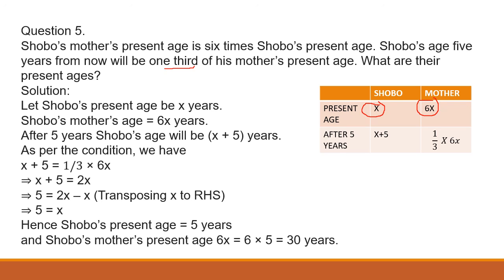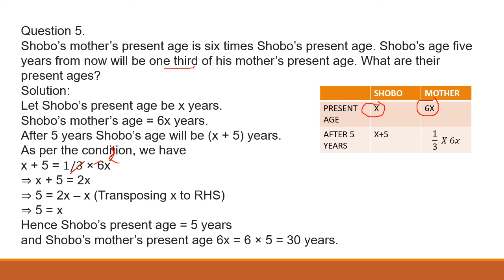3 ones are 3, 3 twos are 6. Then children, write down the x plus 5 as it is, which is equal to 2 ones are 2 into x, 2x itself. x plus 5 equals 2x is the simplified form of the linear equation. 5 equals 2x, and x comes to this side, so it becomes minus x. 5 equals 2x minus x. 2x minus x gives x. So x equals 5.